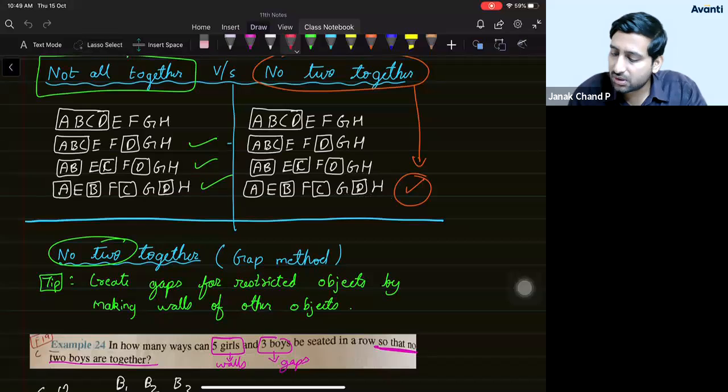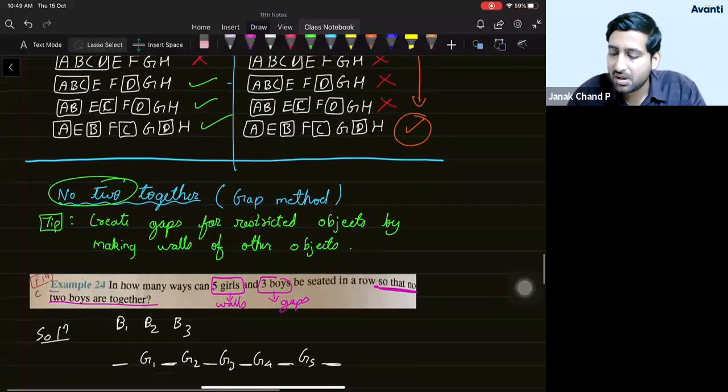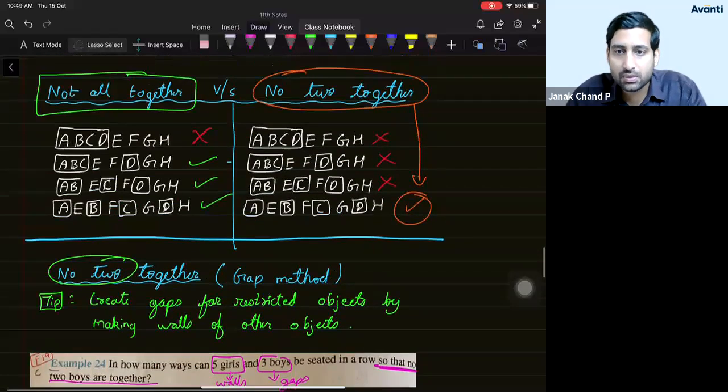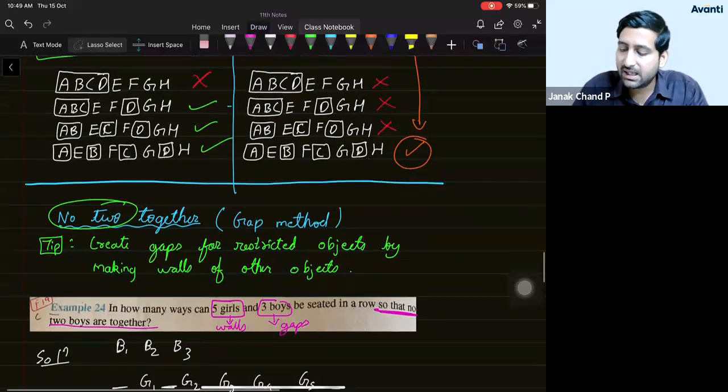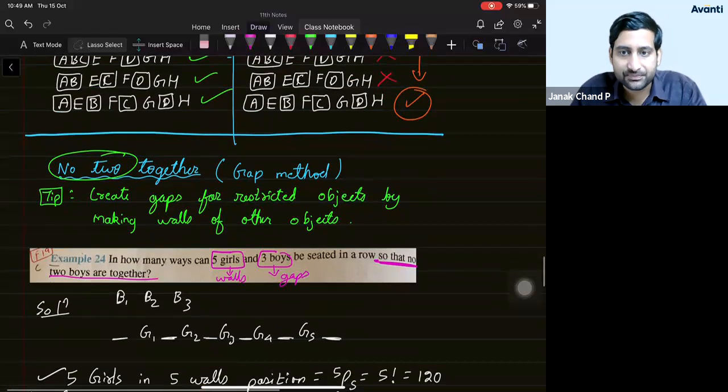This is also not okay, this is also not okay. Here this is not okay. So when someone is saying no two together, here two things together are not okay. So all these things are not okay. Only this is okay. So this is solved by the concept of the gap method. Whichever objects we don't want together, we should create gaps for them with the help of walls. And you should make the wall with the help of the other objects. So we had solved a question based on this in the last class.